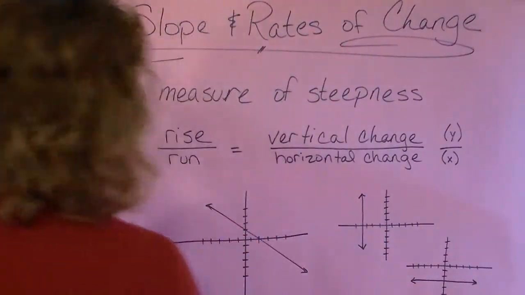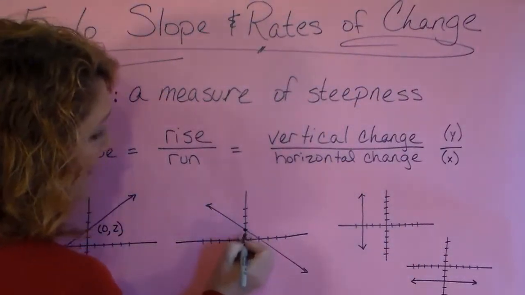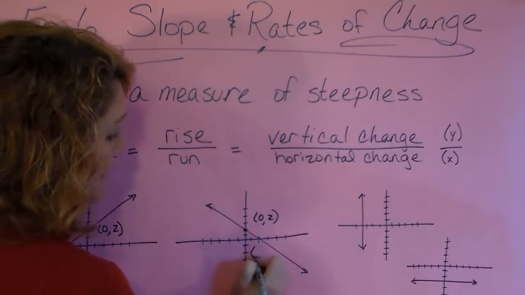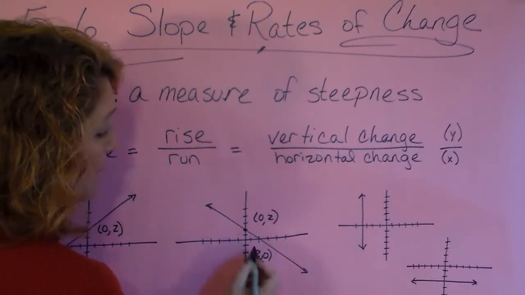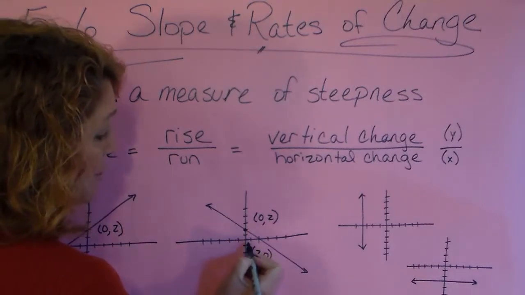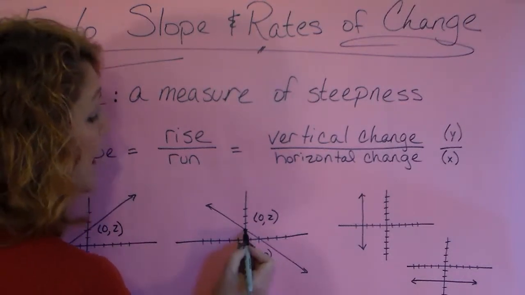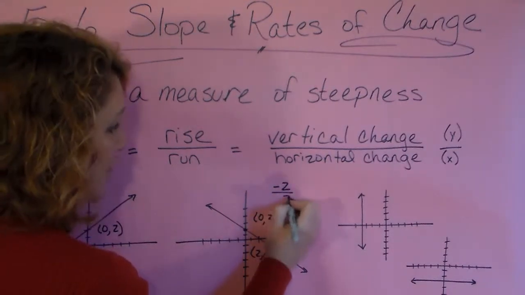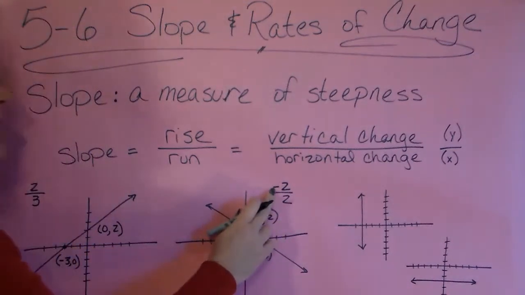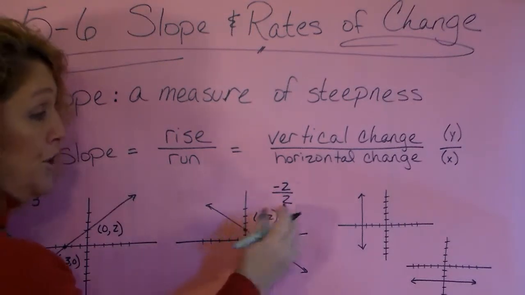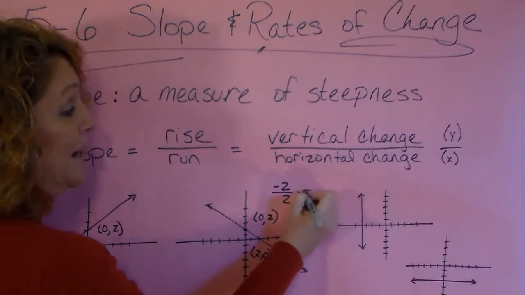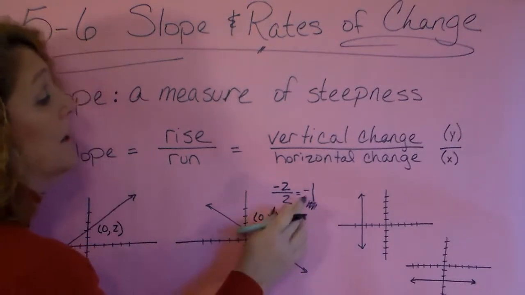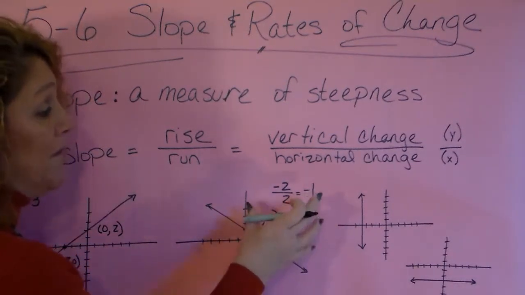Whereas this one, here we have a point at 0, 2, and this point is 2, 0. This is going to go down 2 and over 2. Down 2 is going to be a negative rise and over 2. So this is a slope of negative 2 over 2, and we're going to simplify that to negative 1. It's really negative 1 over 1, but we don't care. So this is a slope of negative 1.